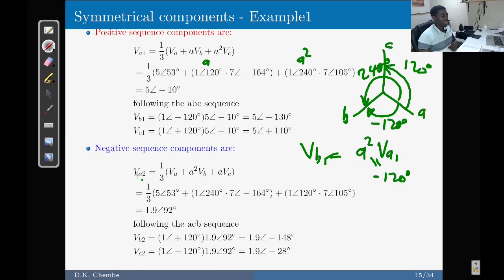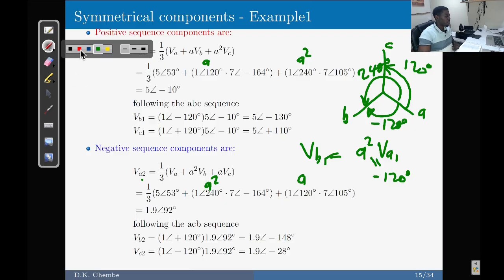For the negative sequence, we get 1/3 (VA + a²VB + aVC). So this is our a² component, which is 1 at angle 240 degrees, and then we've got our a component there, and we determine VA2 to be 1/3 (VA + a²VB + aVC). This gives us 1.9 at angle 92 degrees.